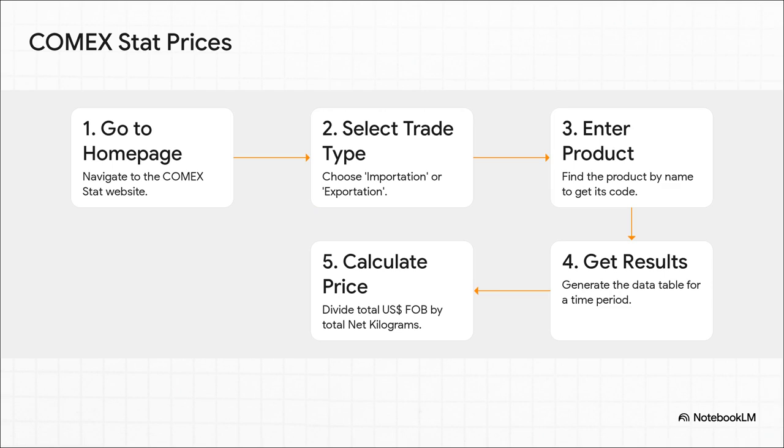You just hop on the site, pick whether you're looking at imports or exports, find the product you're interested in, and pull up the data. Then it's just a little bit of simple division. You take the total dollar value and divide it by the total kilograms. Bam, you've got a real-world market price per kilo.